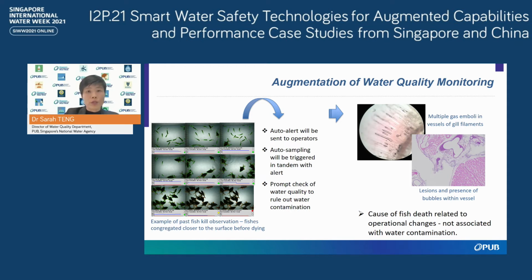Actually, throughout our history of monitoring, we have not detected any external contamination event. But what this incident shows us is that such monitoring is very sensitive. It allows us to quickly check the water quality to ensure water safety and to rule out external contaminations.